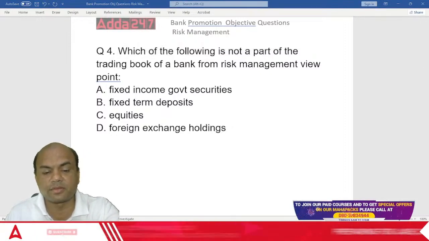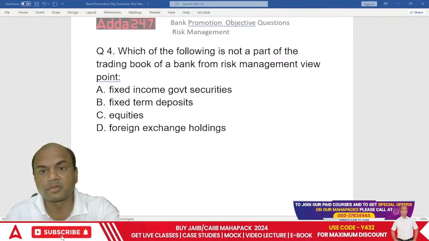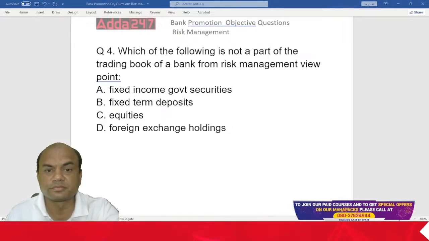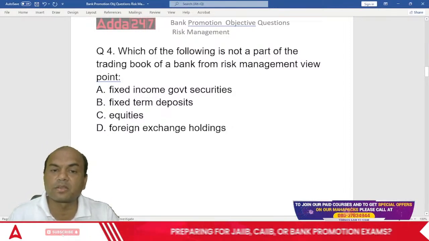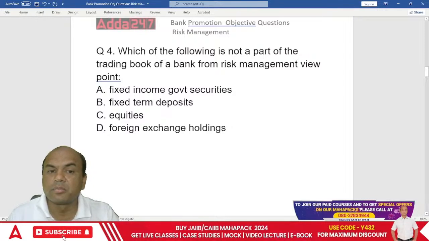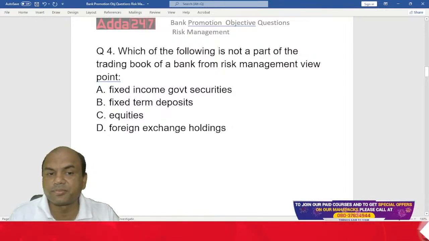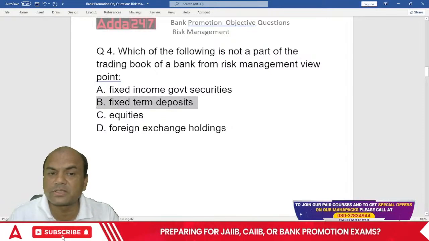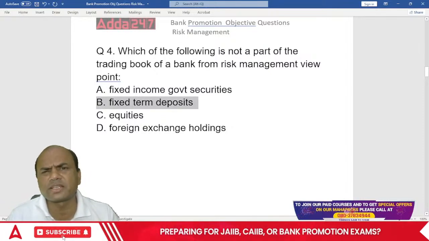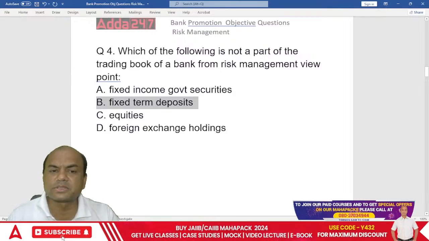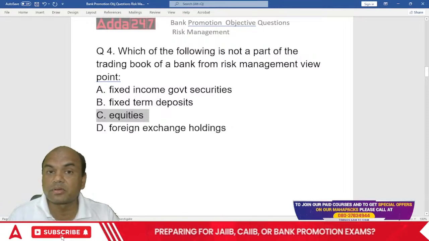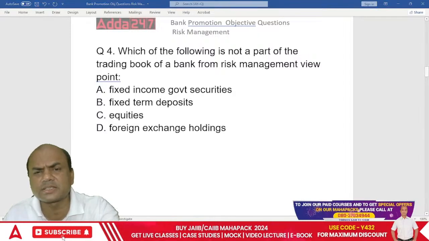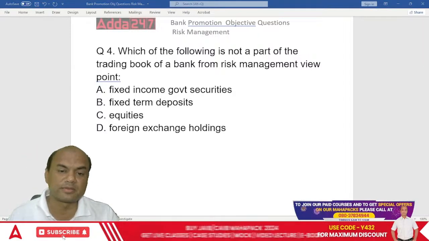Think over it, everyone. Fixed income government securities are CRR, SLR, you can say. Fixed deposit: do we purchase fixed deposits in CRR or SLR? Keep it very simple. Do we purchase equities? Are equities allowed in trading book? Are foreign exchange holdings allowed in trading book? Think of it. Very simple answer.